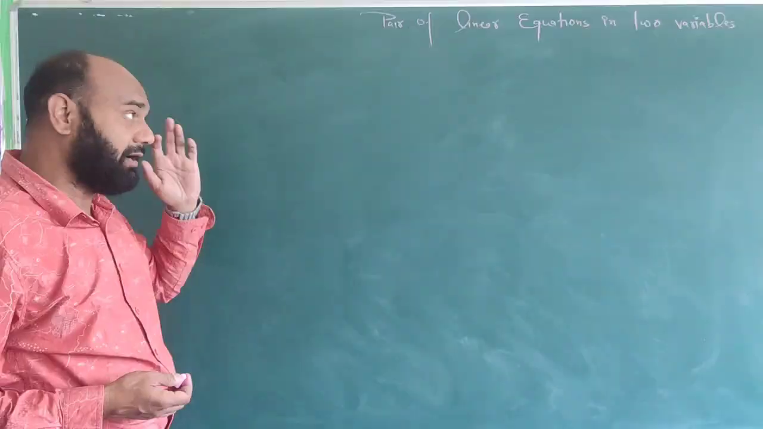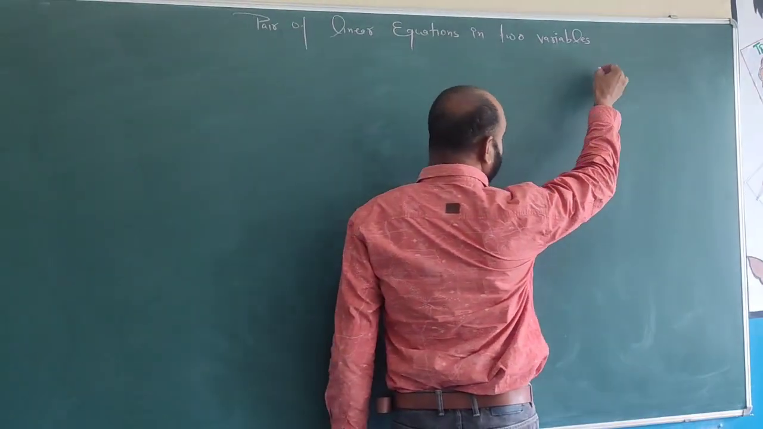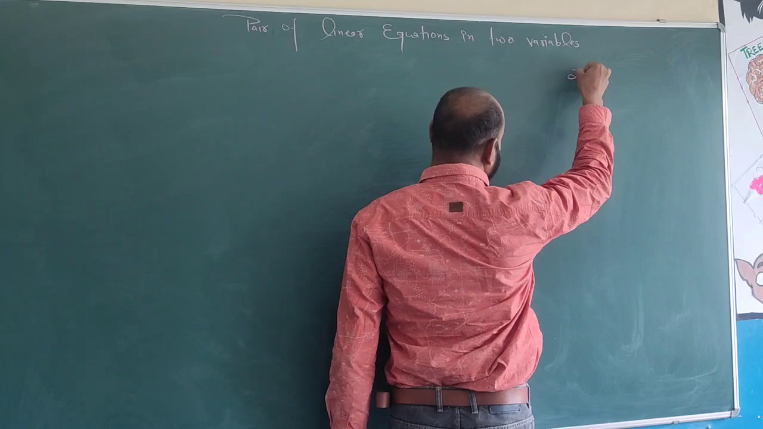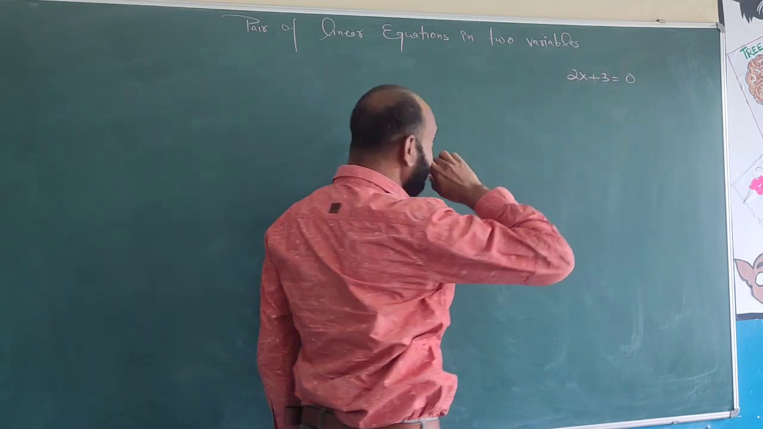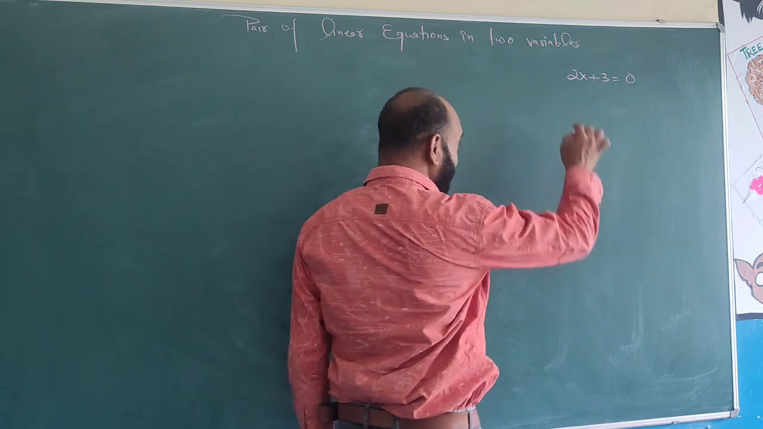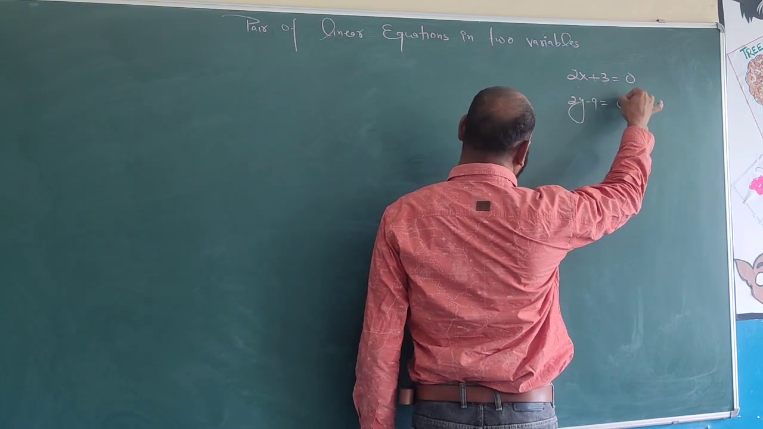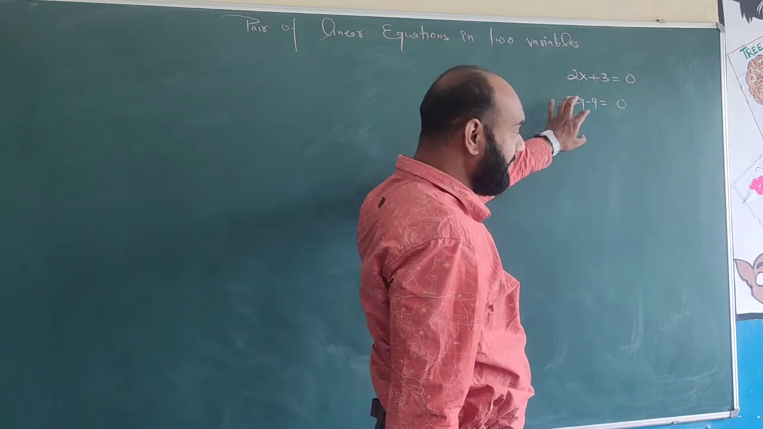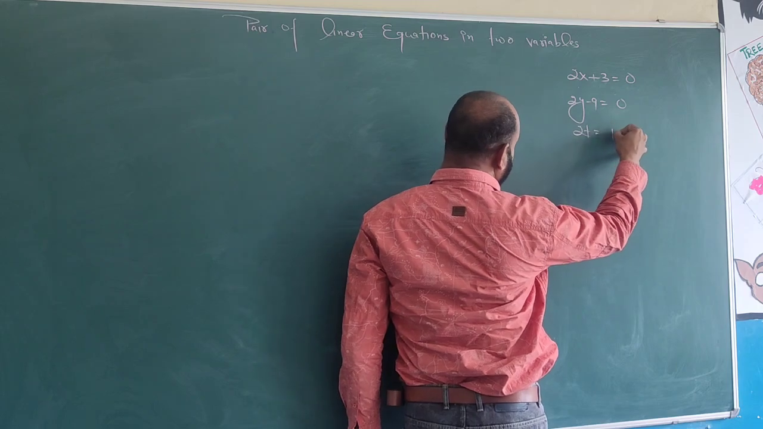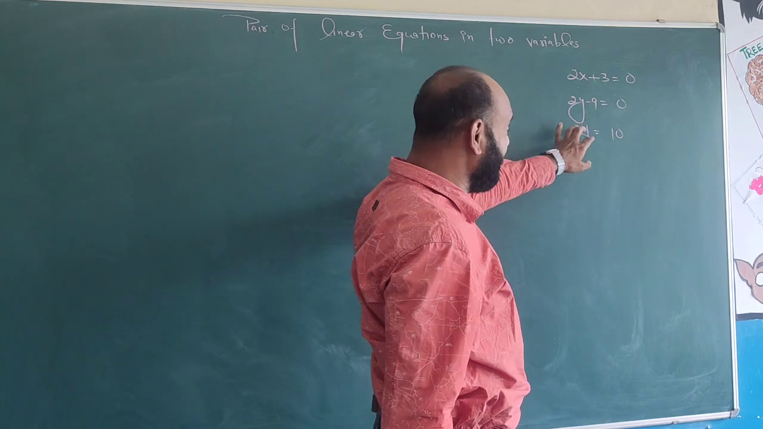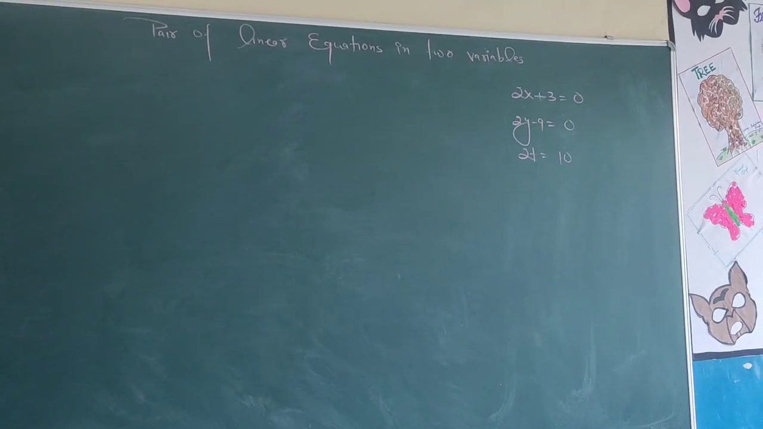In the previous chapter, we studied linear equations in one variable, for example 2x plus 3 equal to 0. This is a linear equation in one variable, and here the variable is x. Or 2y minus 9 equal to 0. This is also a linear equation in one variable. 2t is equal to 10. This is also a one-variable linear equation. Here we study the pair of linear equations in two variables.